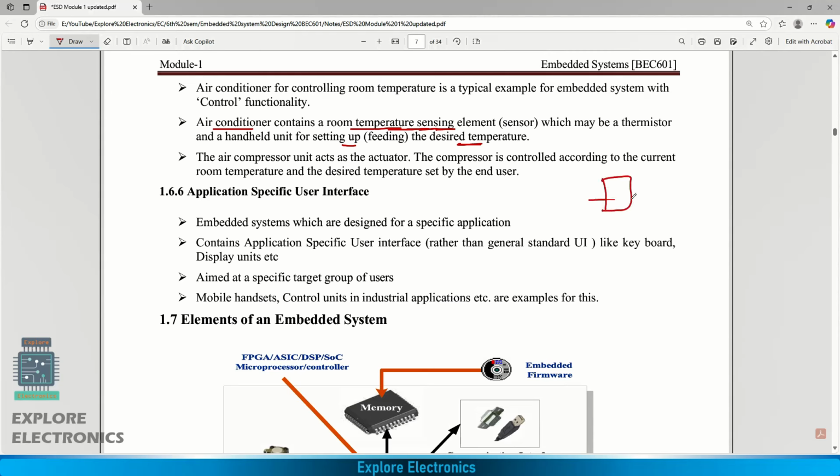The user interface will be some display unit. Once your car passes through the toll and the amount is deducted, it will show you the number plate and the car number, something like that, right? That is a user interface to make the user understand what is going on.